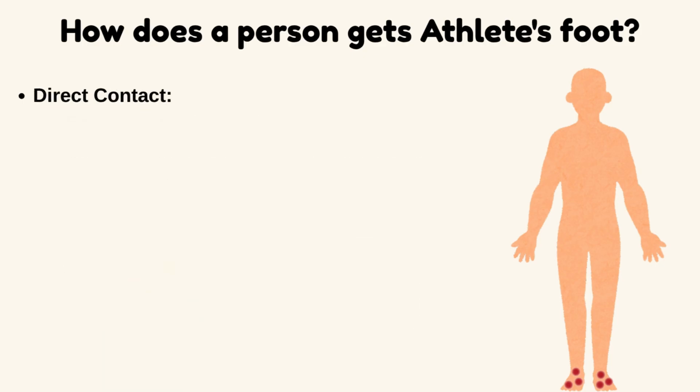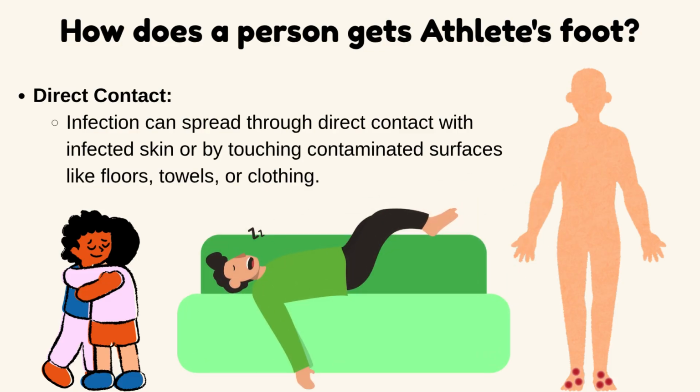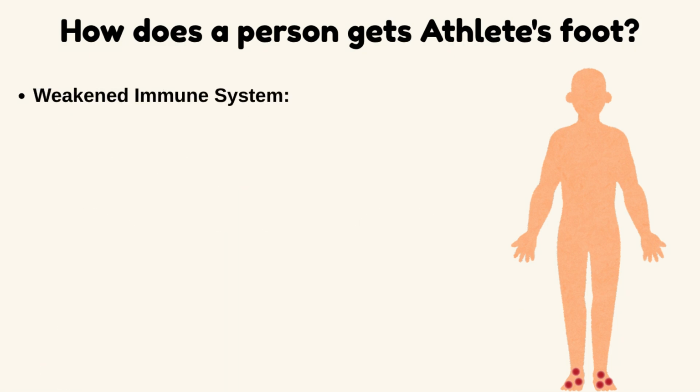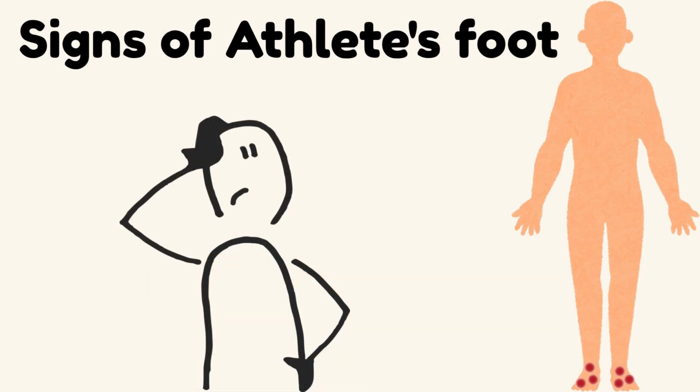Direct contact. Infection can spread through direct contact with infected skin, or by touching contaminated surfaces like floors, towels, or clothing. Weakened immune system. Individuals with compromised immune systems, such as those with diabetes, may be more susceptible to fungal infections. What are the signs of athlete's foot?